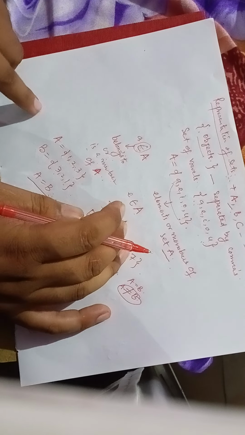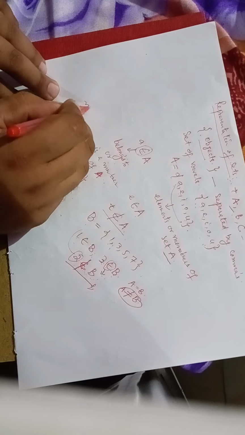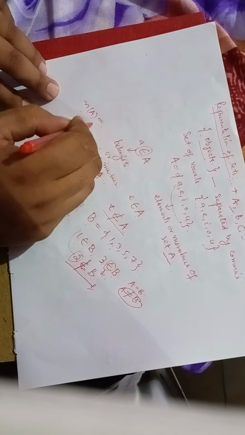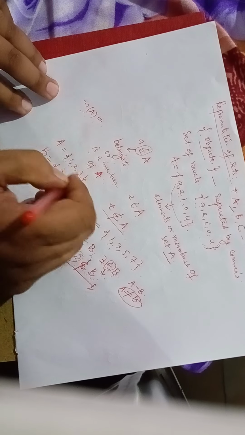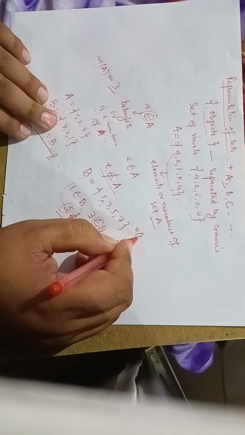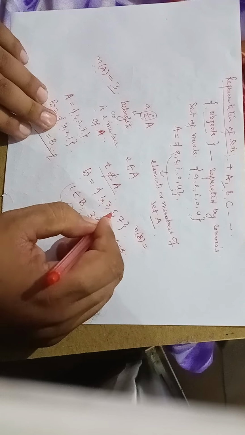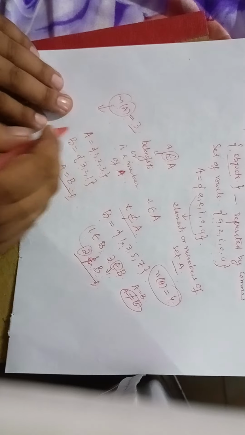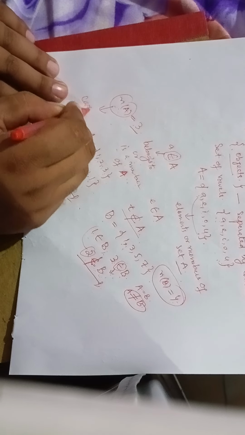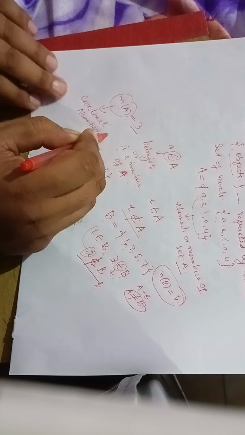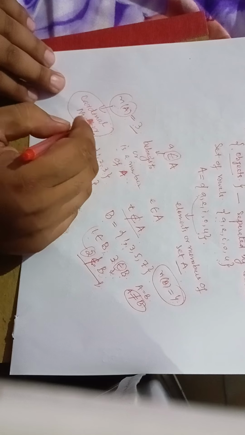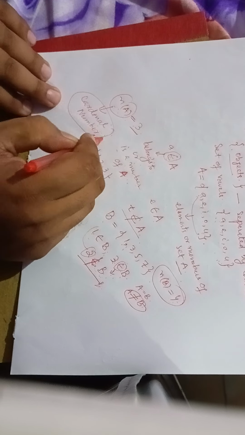Now coming to the next point, the number of elements of set A. How many elements are there? They are given by n of A. This is called the number of elements of A. So n of A, that's the order of A, is 3. Here we can say order of B, that's n of B, is equal to 1, 2, 3, 4. So here are 4 elements. This number of elements in a set is also called the cardinal number. How many elements are in a set? This is also called the cardinal number of a set.